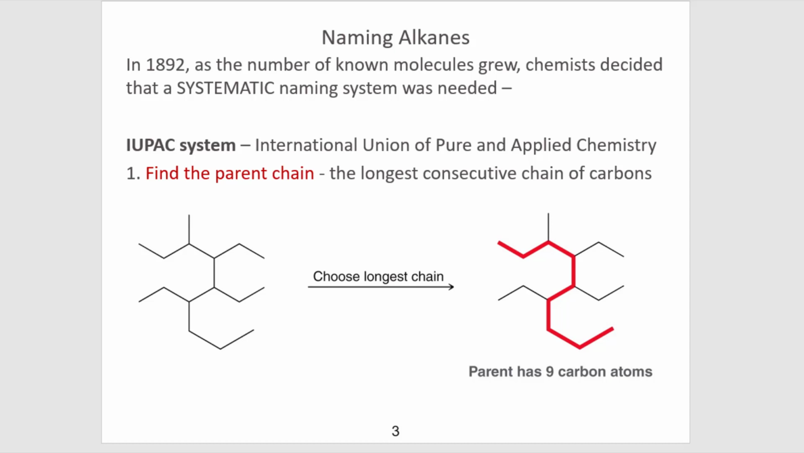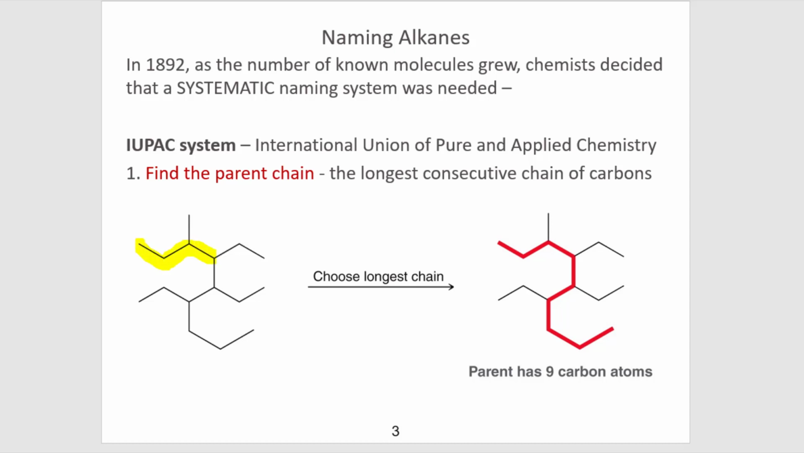So you might have a molecule that looks like this. And what you can do is take your pen or a highlighter or something and try to trace, without picking up your pen, the longest chain of carbons. 1, 2, 3, 4, 5, 6. Ooh, 6. Can I beat 6? I don't know. Let's try another one.